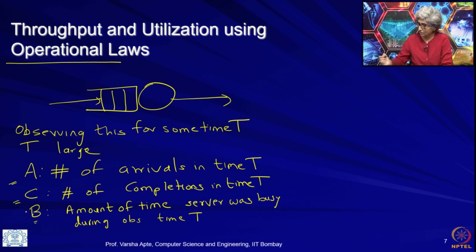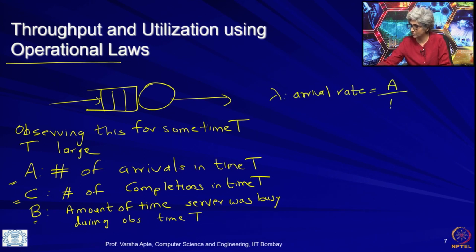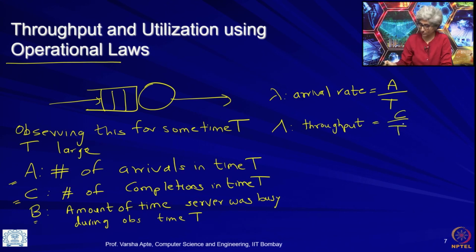Okay. So, now of course, by our notation we have lambda, which is the arrival rate. This is trivial, this is going to be A by T, right. Then we have throughput, it is nothing but C by T, because this is the number of completions that have happened in time t. So, throughput is completions per time t. So, obviously it is C by T.